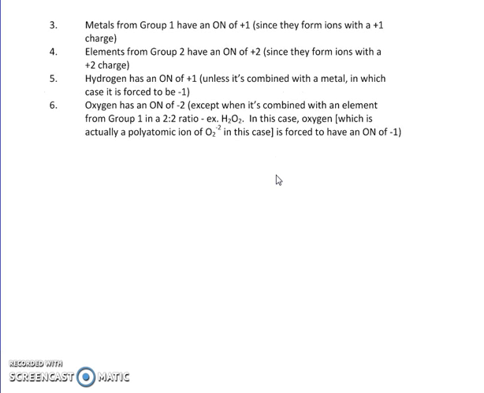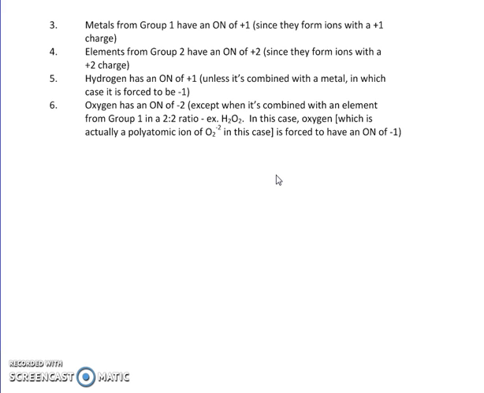Metals from group 1 have an oxidation number of +1, since they form ions with a positive 1 charge. Notice I did point out that these are metals in group 1, not just elements in group 1, because hydrogen is in group 1, but it's not always going to be positive 1. Elements from group 2 have an oxidation number of positive 2. They always form ions with a positive 2 charge.